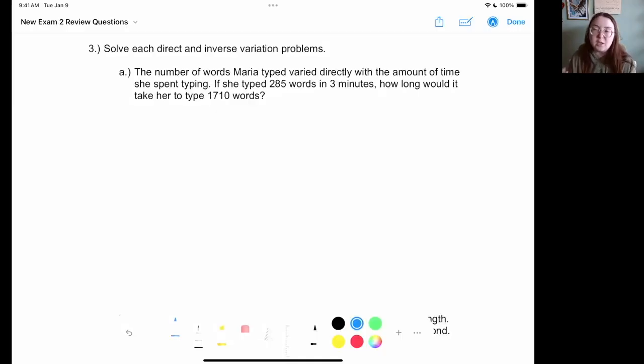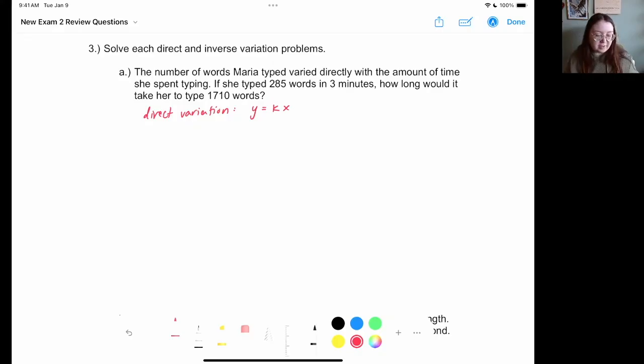So starting with our direct variation for part A, we want to remember that direct variation has an equation to it. Direct variation, we say that y is equal to k times x. So our direct variation is this value of k, where k is some whole number. It's not going to be negative or a fraction, it's some whole number. So we want to figure out what k is going to be, and that'll help us figure out our constant of variation.